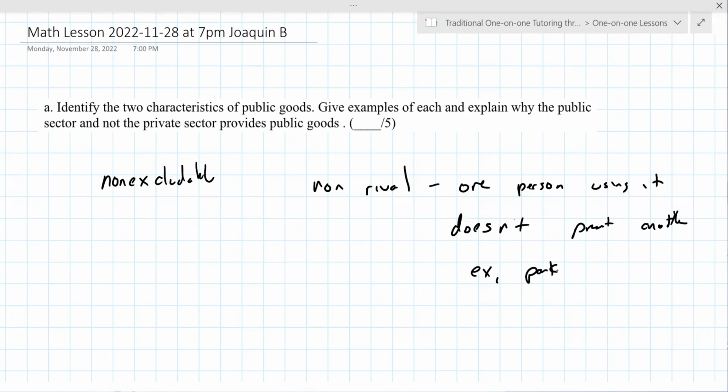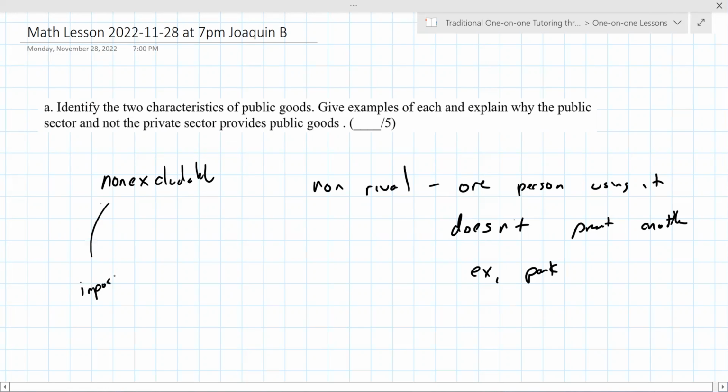And this is where I don't really like the words, but non-excludable is, they use the word exclude in the definition, which I don't really like, but it's impossible for one person to prevent another from using it.